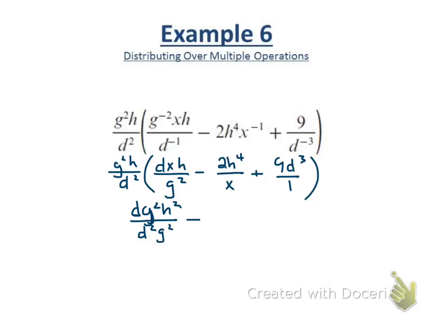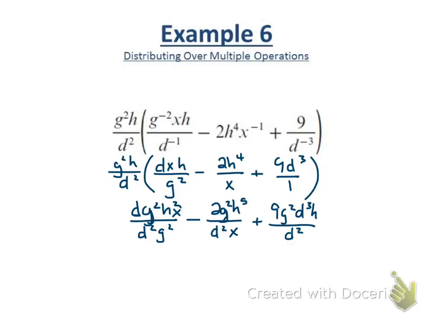All right. Minus. Wait, there's an X. You said X. Oh yeah, sorry, Hadley did say it. I just forgot to put it. It's okay. Let's move on. Minus 2g squared h to the fifth over d squared x, plus 9g squared d cubed h over d squared. All right, now we just have to simplify each of these terms and we'll be done, right?